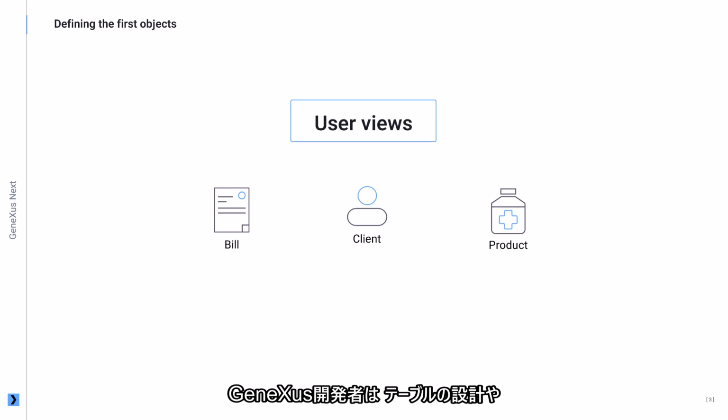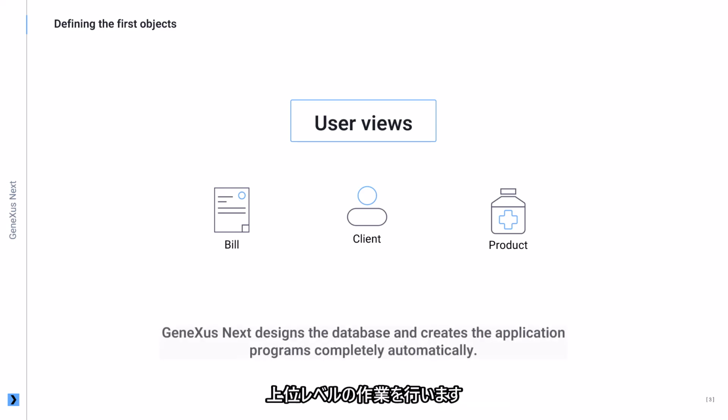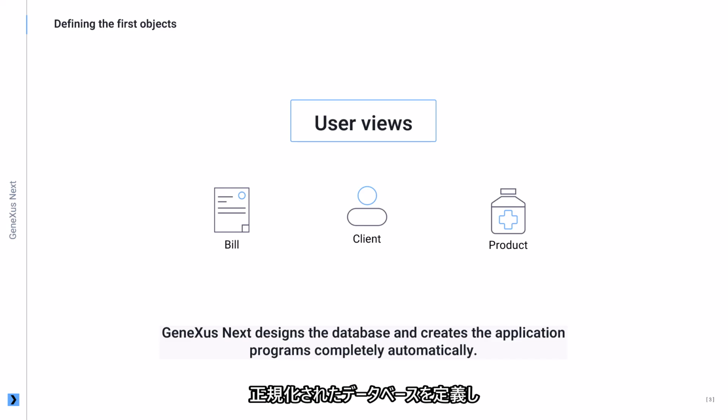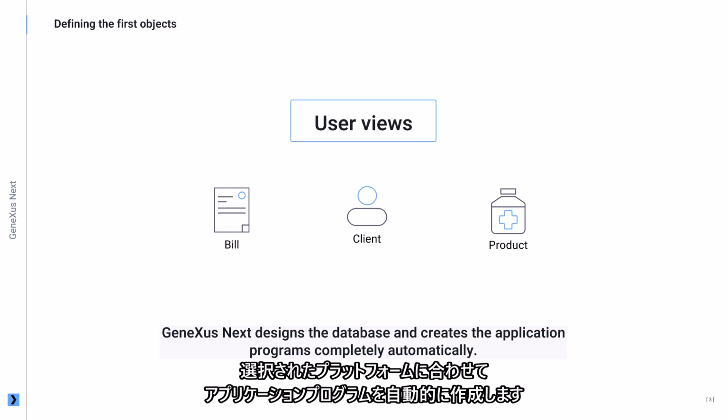GeneXus developers do not work designing tables, normalizing, or programming. Their work is a high-level activity that involves describing the user's reality. Then GeneXus analyzes the created objects and designs and defines a normalized database, creating the application programs for the chosen platform automatically.